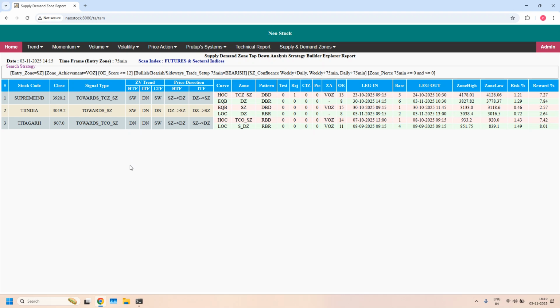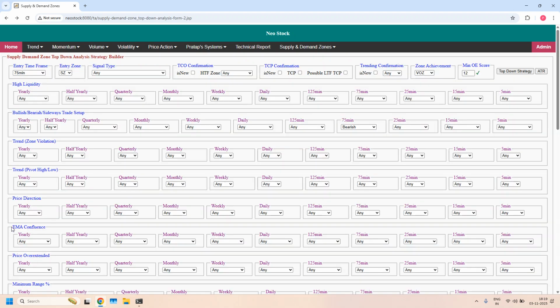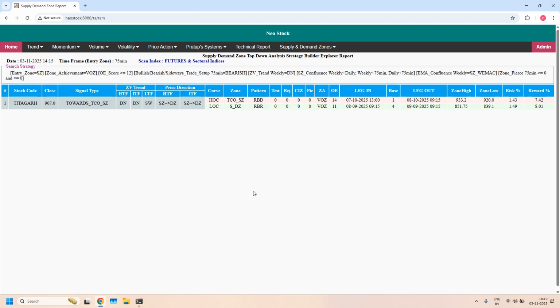Let's apply weekly supply zone with weekly EMA confluence on the downtrend stock. At the same time, the trend on the weekly should not be sideways. It should be downtrend because it is a bearish trade setup. So it is filtered. That means this 75 minute supply zone might have a higher probability to succeed, provided less than 20 checklist items are satisfied. Otherwise, higher chances of zone violation. So this is about the bearish trade setup for weekly income trade.